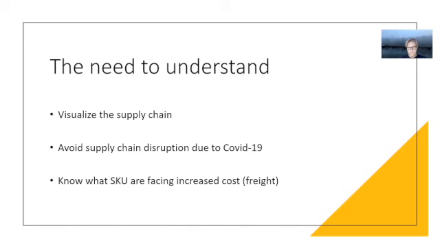So that would be really interesting to know which SKU or stock keeping units are facing this increased cost, and this could be air freight or road freight or whatever. This can be many different things, but I want to show you a way that you can dig down and see exactly what SKU are facing this increased freight cost, or what suppliers.